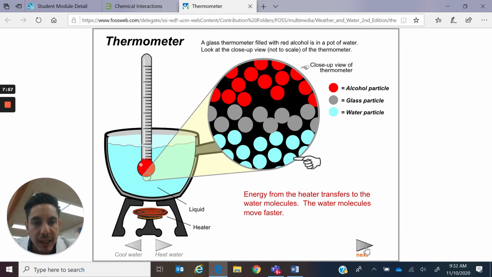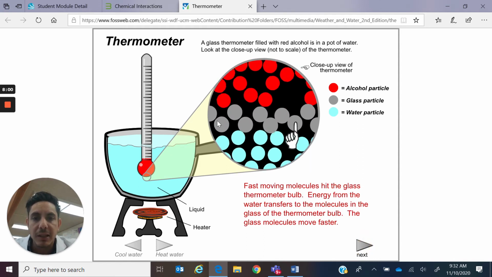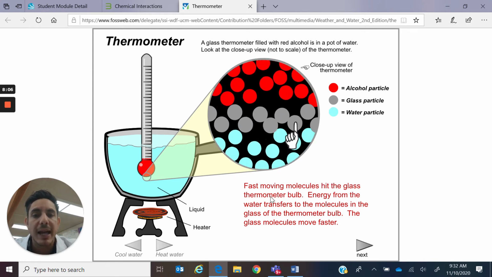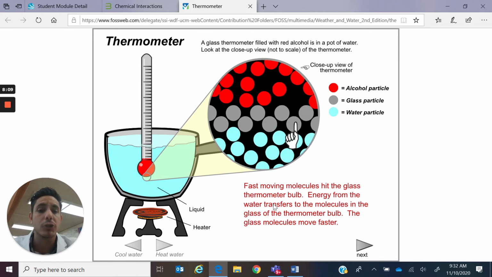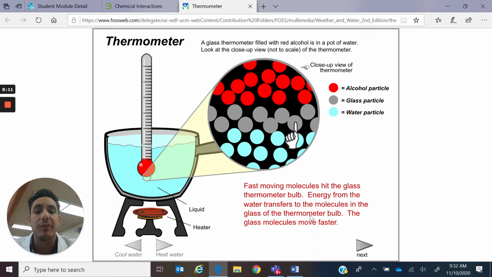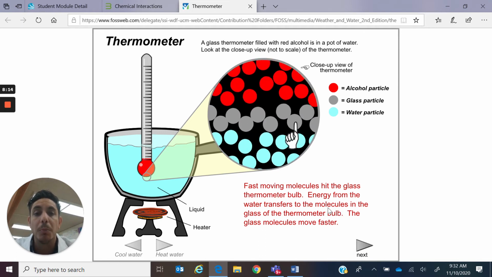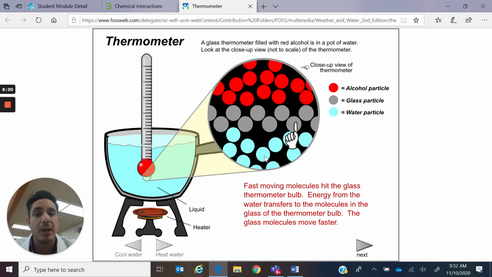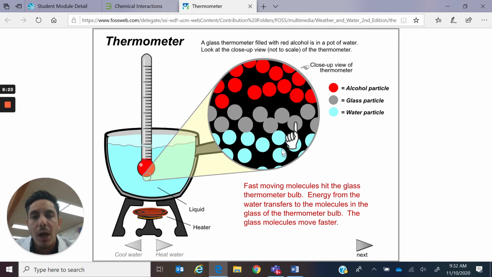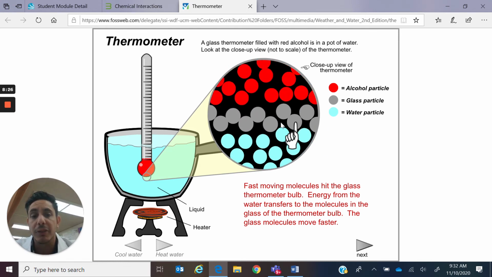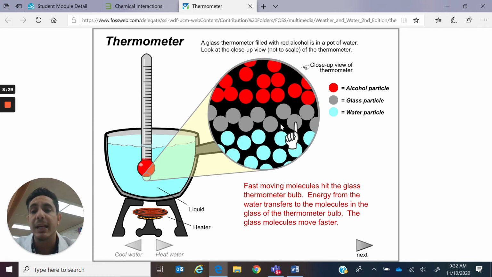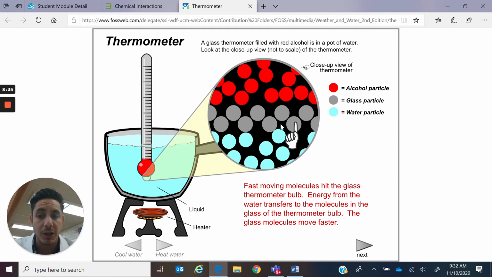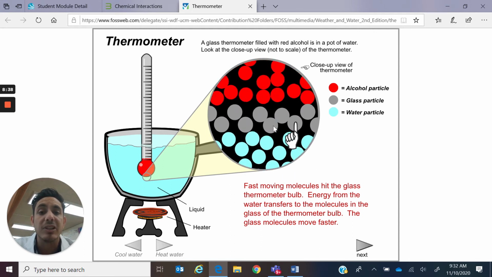And so when we click next, now you can see the glass particles are vibrating faster. So fast-moving molecules, the water, hit the glass thermometer bowl. Energy from the water transfers to the molecules in the glass of the thermometer bowl. The glass molecules move faster. So once again, we know that when we increase the kinetic energy of a substance like water, a liquid, they move faster. But then they collide into the glass of the thermometer bowl, and that's where we get our energy transfer. And what word from our vocabulary goes along with that? Conduction, right? Conduction is when particles hit and transfer energy.